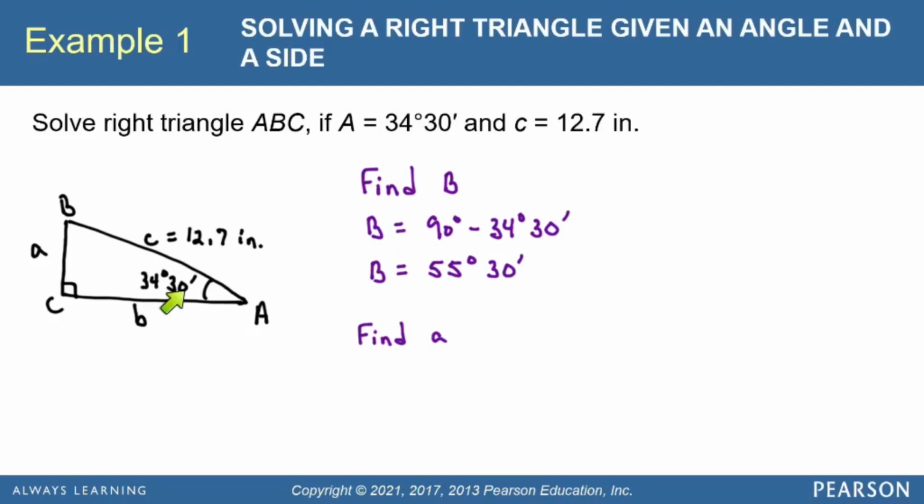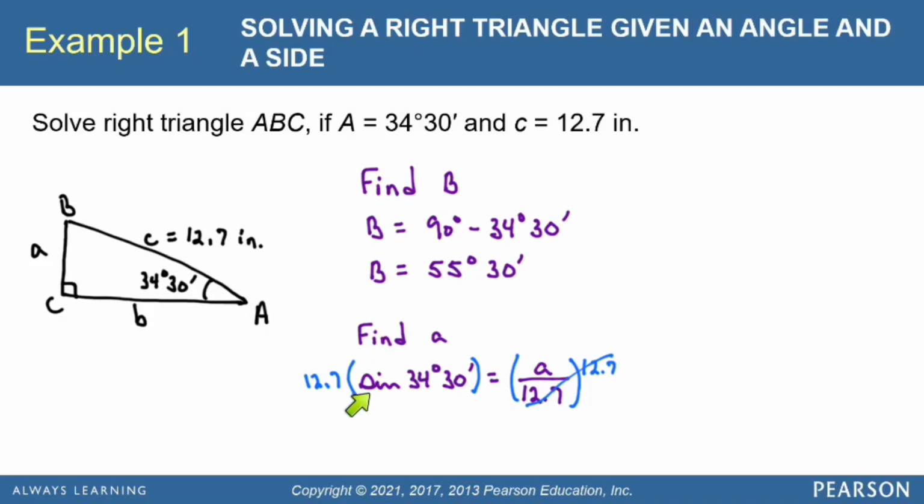So if I think about angle A, side A is opposite that, and side C is the hypotenuse. So the two sides we're dealing with here are opposite and hypotenuse, and that makes us think of the sine function. So now we're going to write the sine of 34 degrees in 30 minutes is equal to opposite over hypotenuse, which is A over 12.7. And we just need to isolate the A.